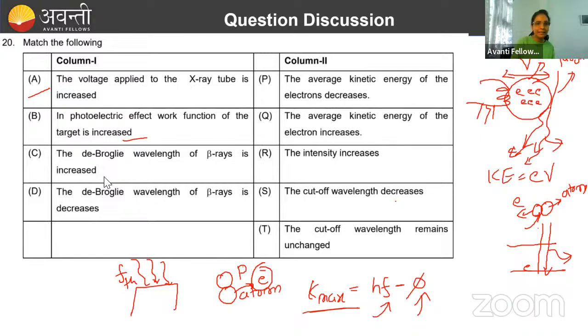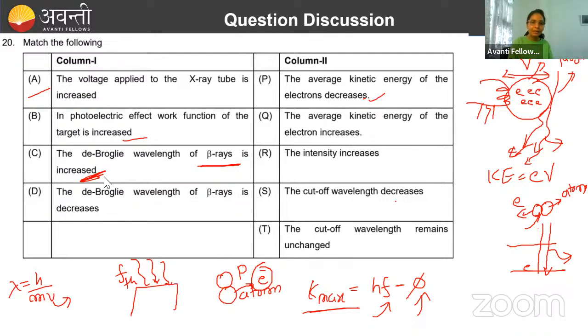Now the de Broglie wavelength of beta ray is increased. De Broglie wavelength का formula क्या था? आपने पढ़ा है. Lambda equal to h by p. That is mv. So de Broglie wavelength of beta rays is, beta rays means ray of electrons, right? So if its wavelength is getting increased, it means what? It means velocity is getting decreased. And if velocity of electron ray is getting decreased, it means its average kinetic energy is what? Decreasing. So its average kinetic energy will decrease.